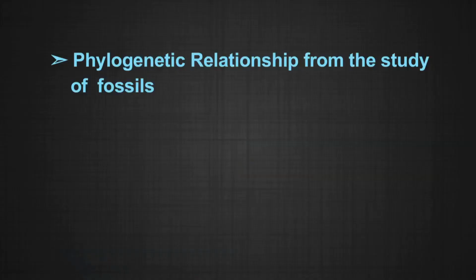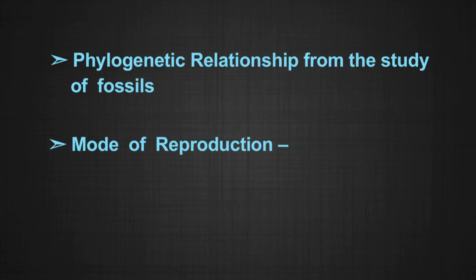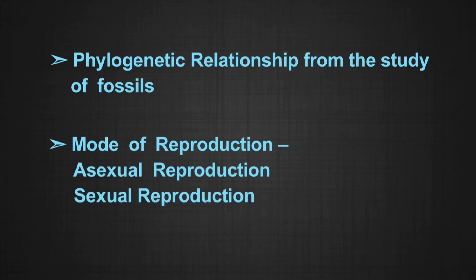The five kingdom system of classification was done on the following criteria: structure of cells, prokaryotic organisms, eukaryotic organisms; organization of cells, unicellular, multicellular; mode of nutrition, autotrophic, which includes chemosynthetic and photosynthetic, and heterotrophic, which includes holozoic, ingestive, saprophytic, absorptive; phylogenetic relationship from the study of fossils; and mode of reproduction, asexual reproduction and sexual reproduction.